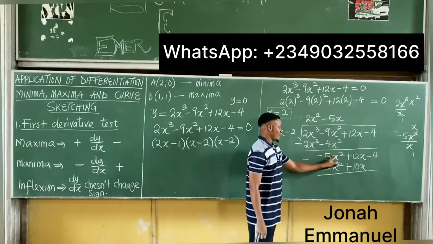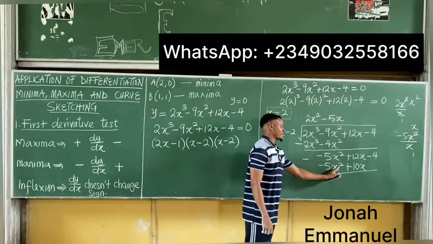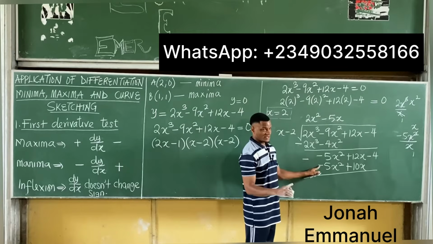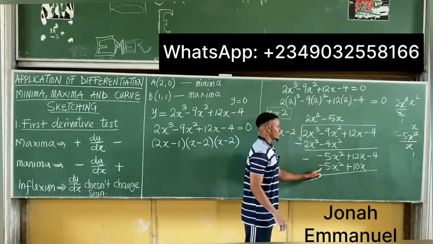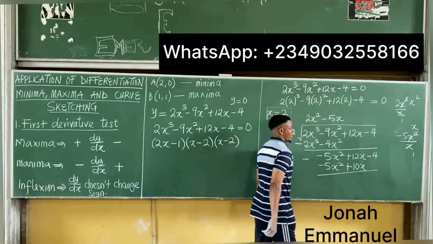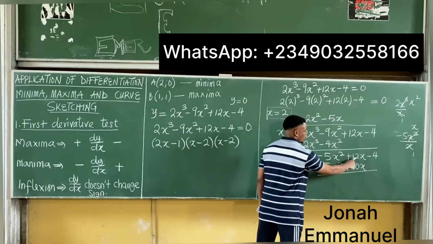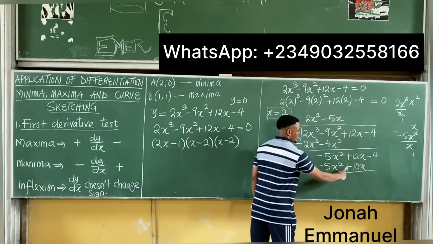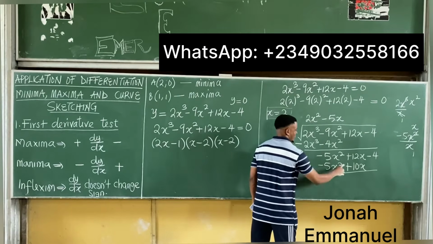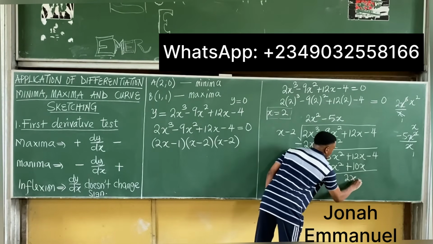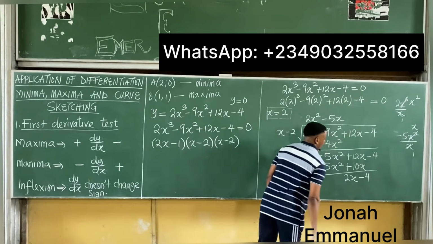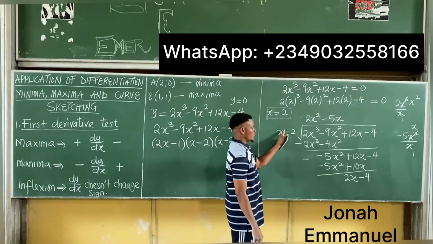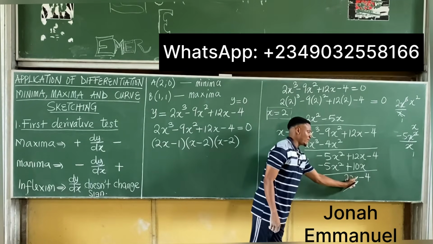Minus 5x squared minus 5x squared. Minus is plus. So I have minus 5 plus 5 gives you what there? 0. It's off. I'm now left with 12 minus plus 10. Minus plus is minus. 12 minus 10 is 2x. Bring down minus 4. The power of x here is 1.